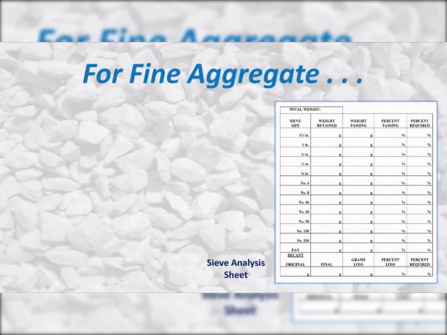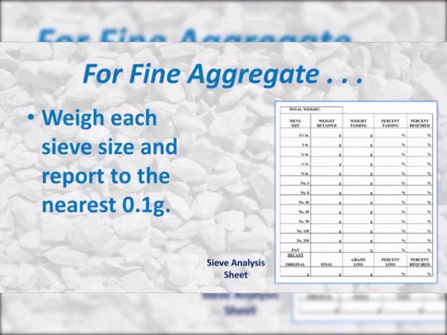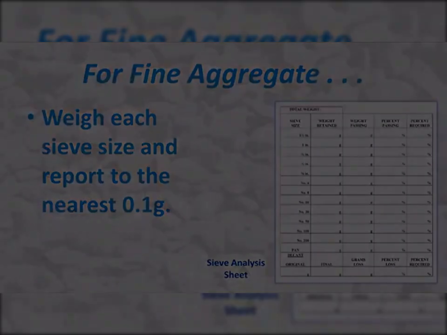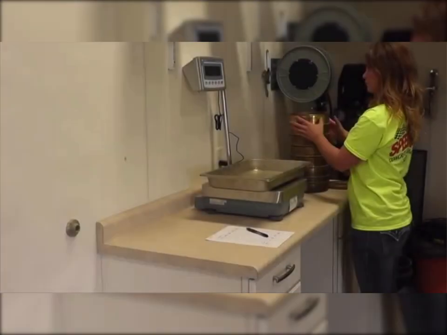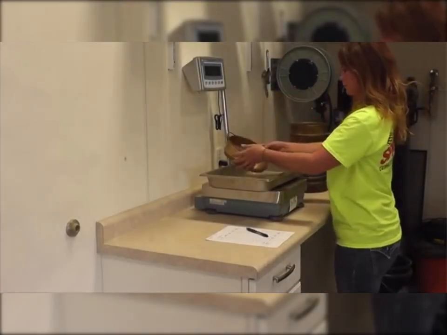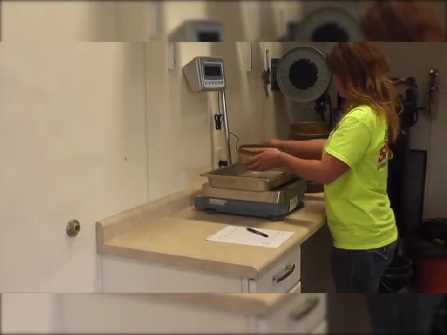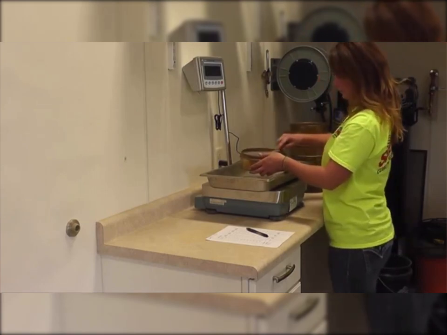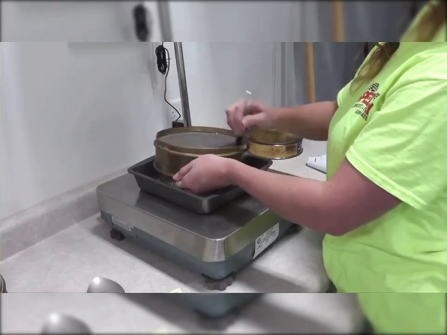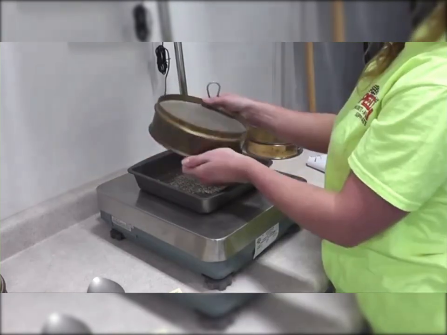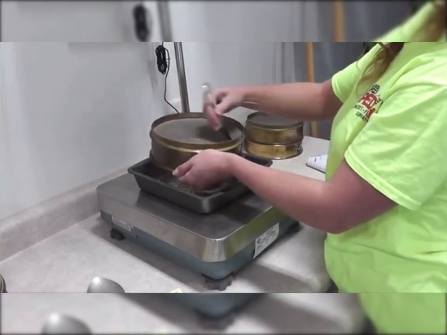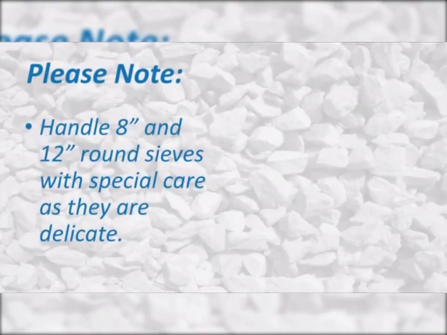For fine aggregates, weigh the material retained on each sieve size to the nearest 0.1 gram. Ensure that all material entrapped within the openings of the sieve are removed and included in the weight retained. This may be done using brushes to gently dislodge entrapped materials. The 8-inch or 12-inch round sieves need to be handled with special care due to the delicate nature of their screen sizes.